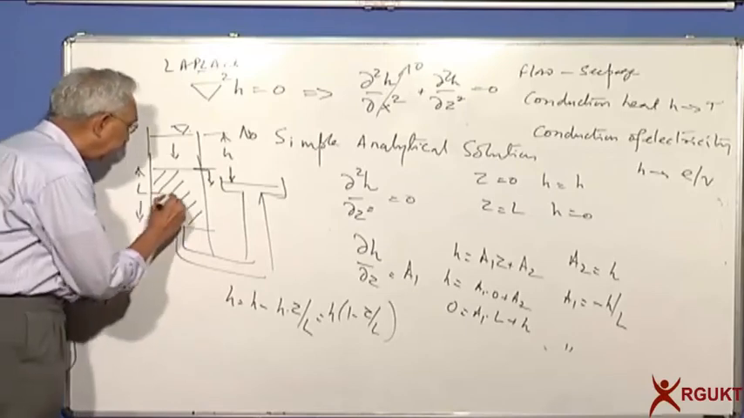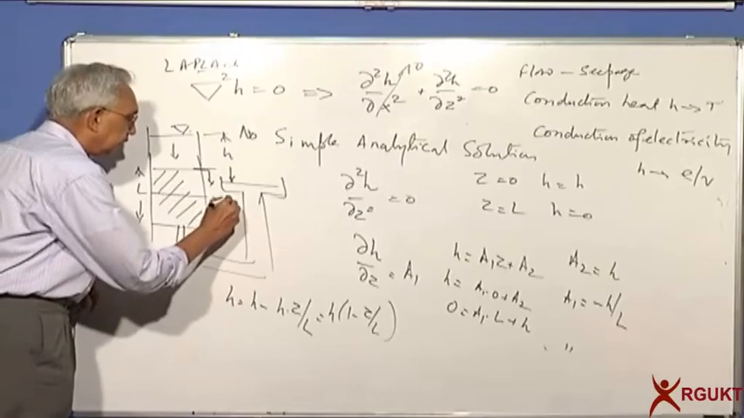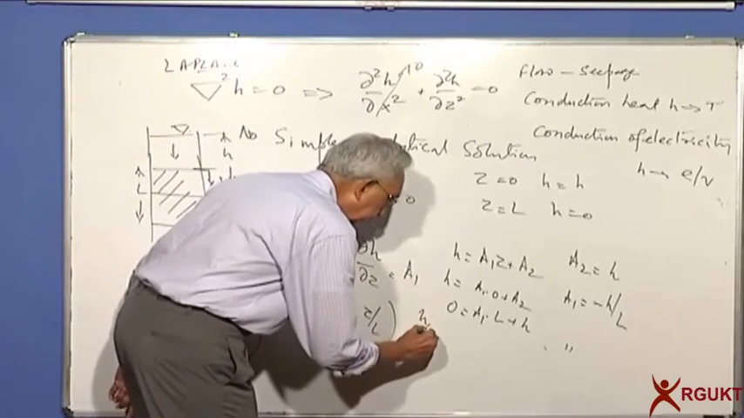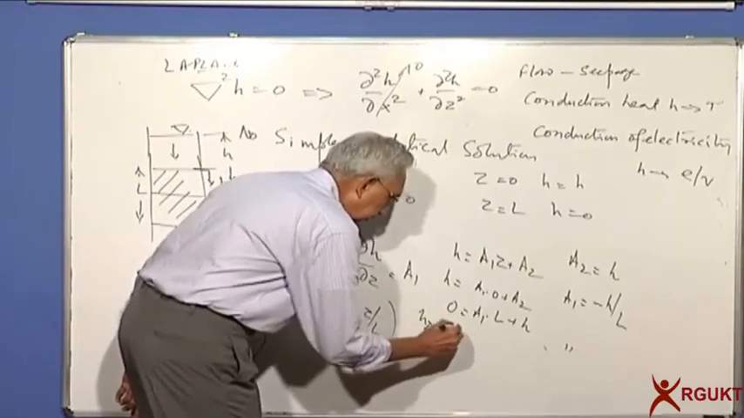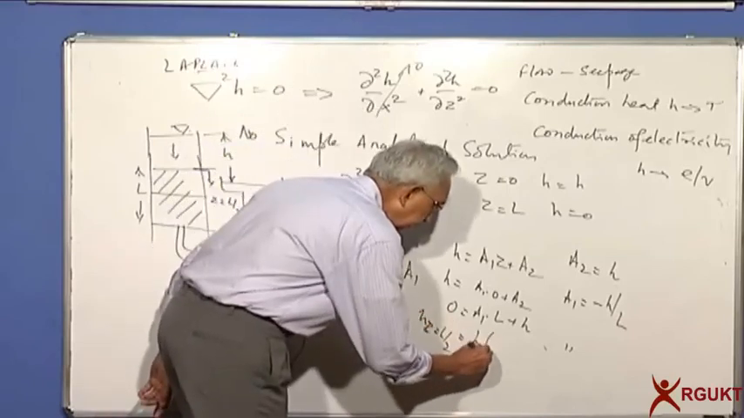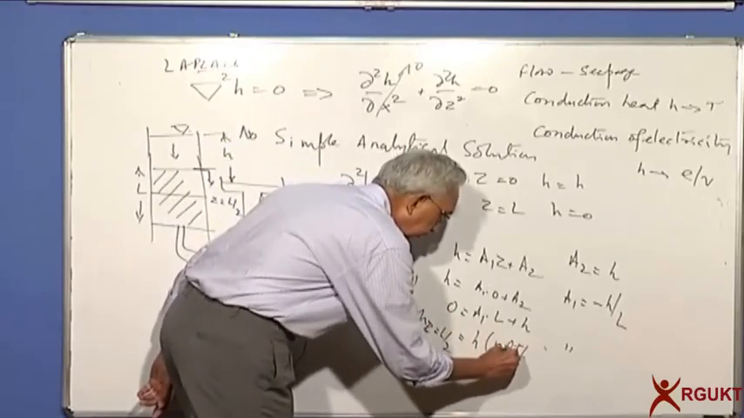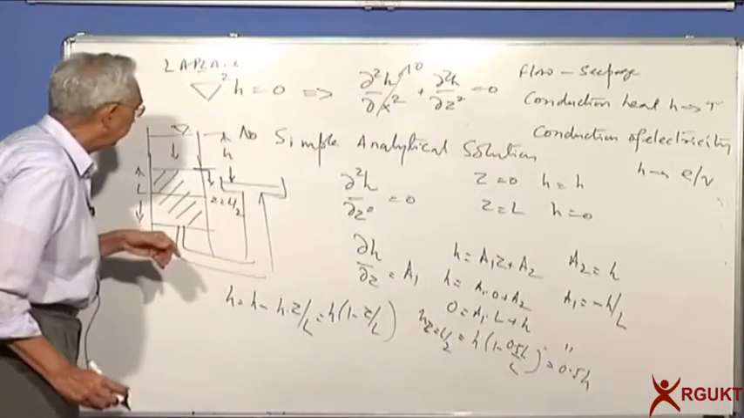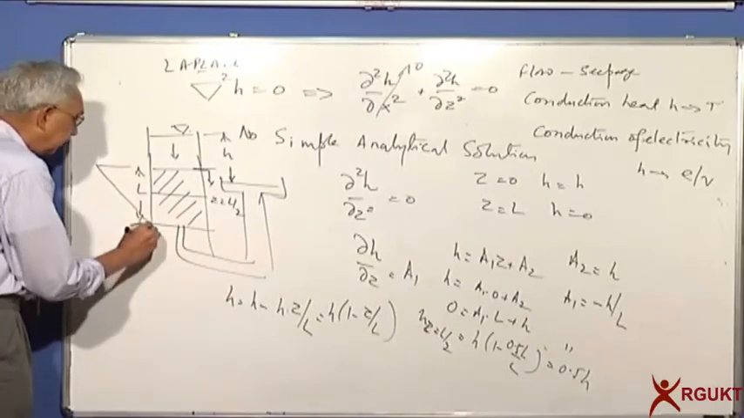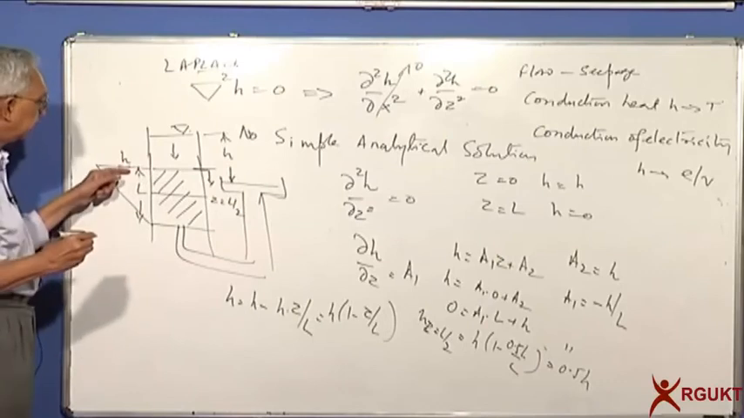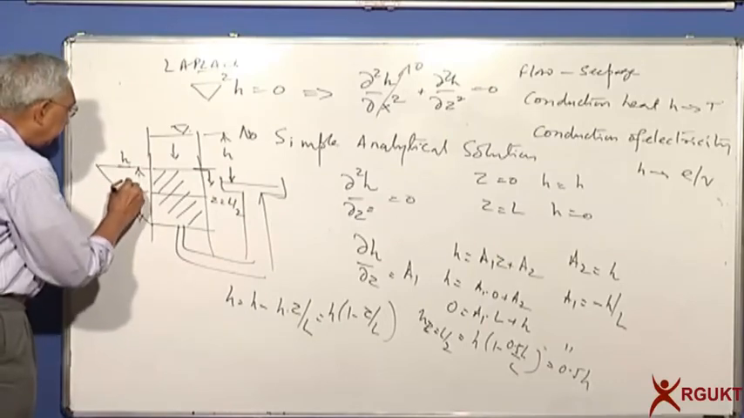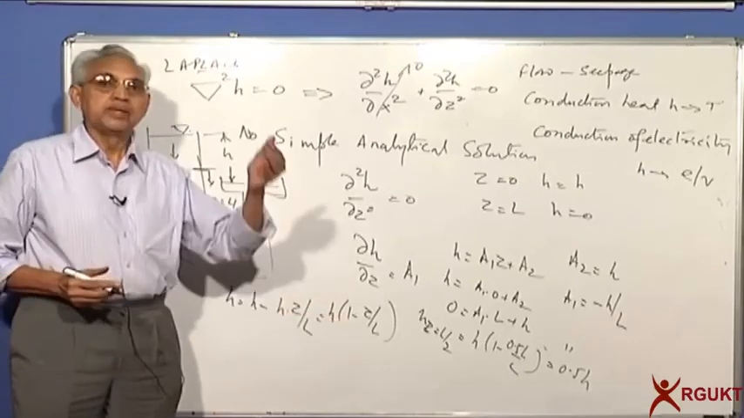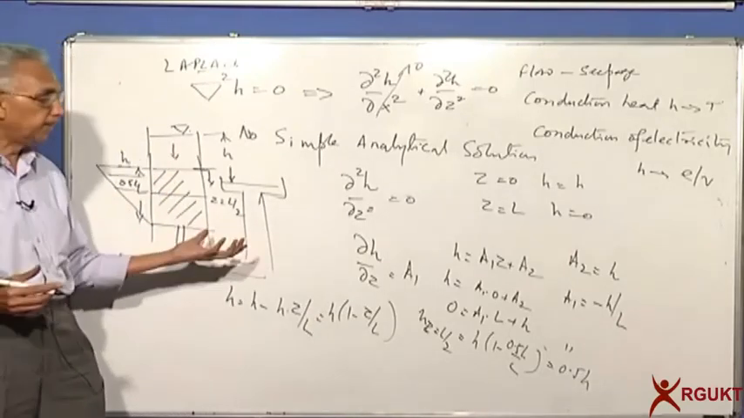If I want the head at any point halfway, so Z is equal to L by 2, then the head will be simply H into 1 minus 0.5 L by L. So the head will be 0.5 H. You know that it's a linear variation; we have seen that earlier. If I take any Z, I can easily get the head from this expression. So head loss is linear in the case of one-dimensional flow.